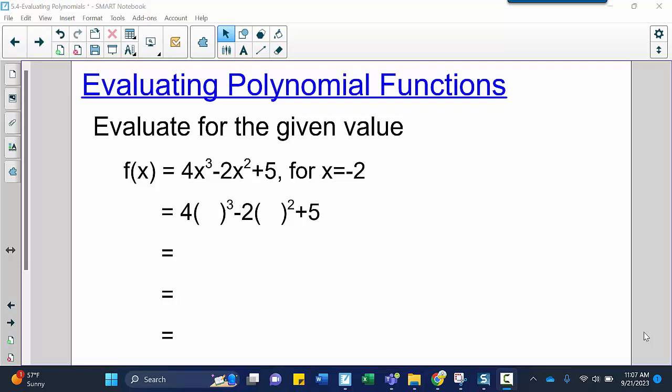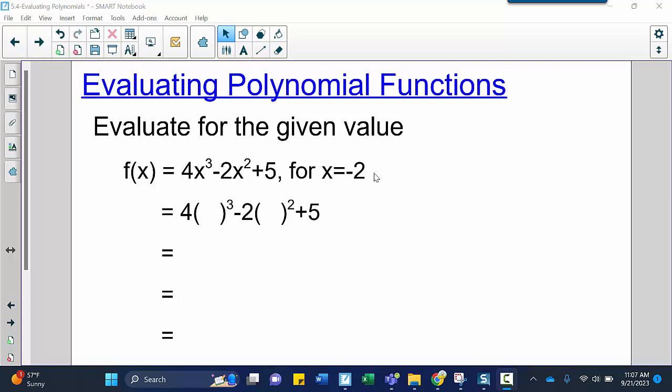Just a quick video on evaluating polynomial functions. So the question appears, evaluate for the given value. I have an f at x equal to equation and an x value of -2. So really what this question is asking me to do is determine the y value when x is -2 of the given function. Whenever I'm doing these, I always set up my equation exactly as the original appeared.